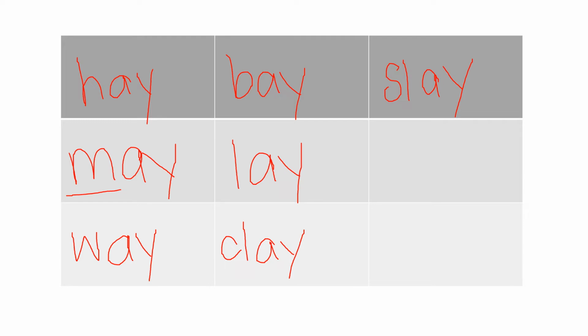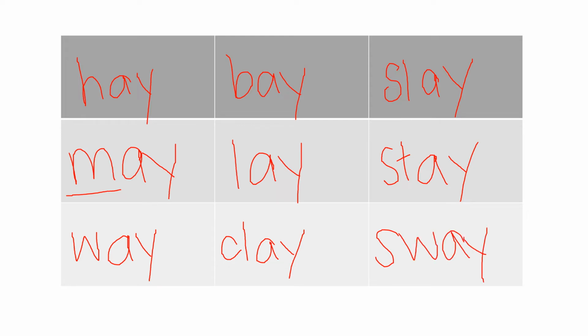Good. All right, now we're going to change slay to stay. Stay. So your blend at the beginning is going to change from SL to ST. And last one, change stay to sway. Sway. All right, great job. Now erase, and we're going to start with our next group of words to chain.